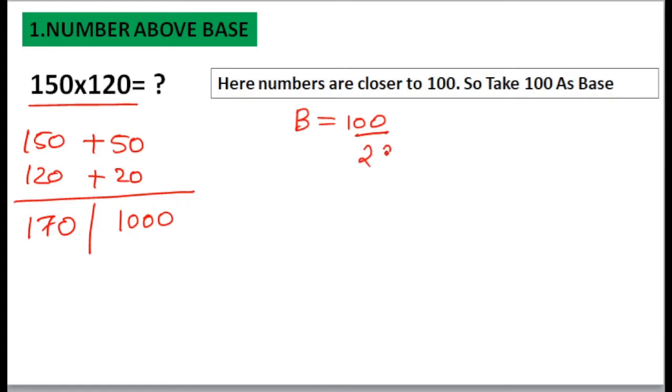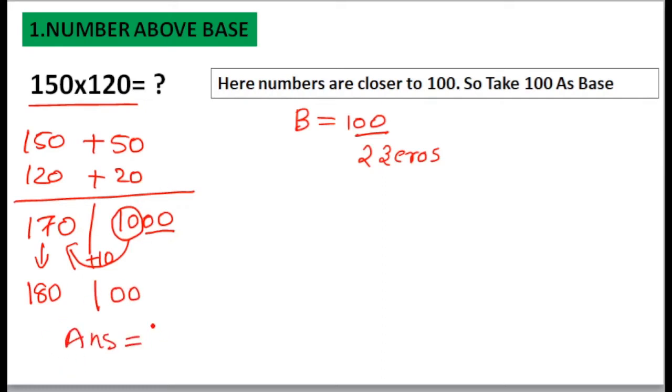Here 100 has 2 zeros. Your base has 2 zeros, so you need 2 digits in your RHS. So the remaining 10 will be carried over to the LHS. That means 180 is your LHS and 00 will be your RHS. So your answer will be 18,000.